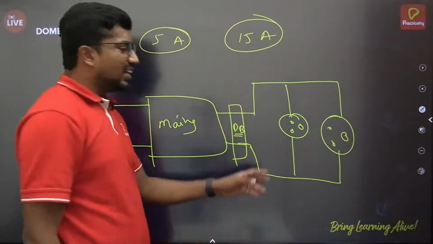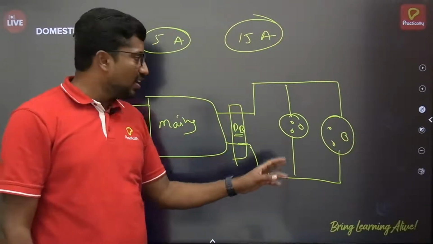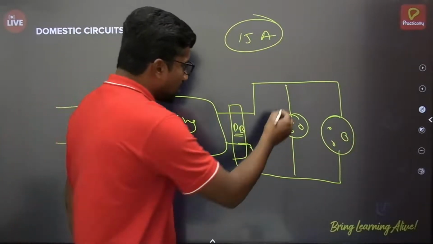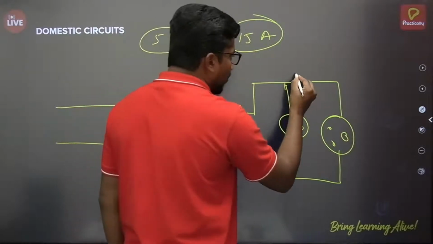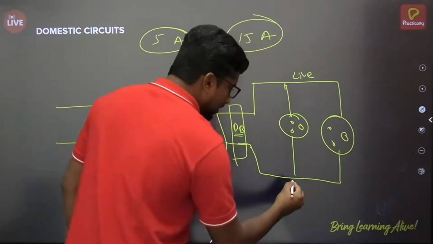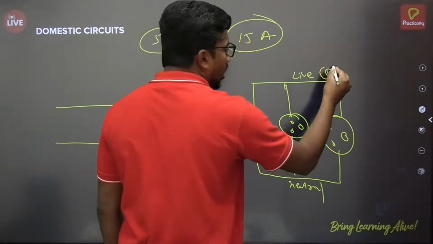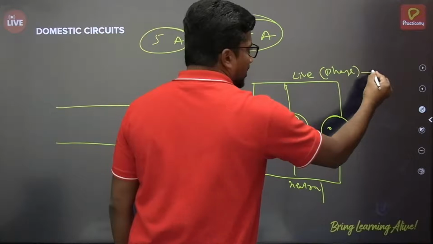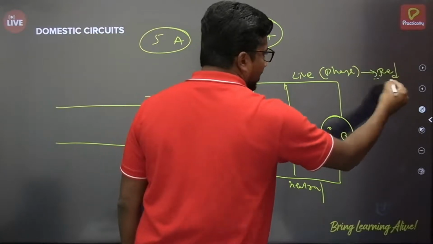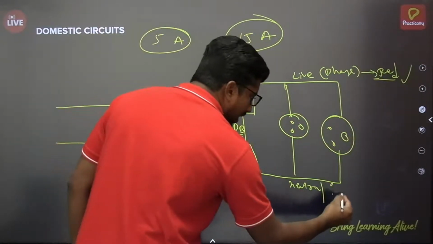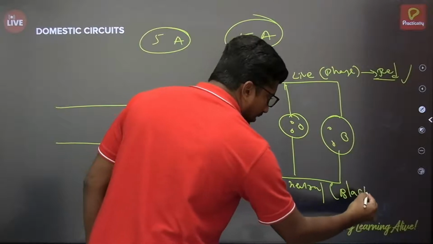So you can see three plugins, a 3-pin socket here. Suppose I say this one is a live wire and this is a neutral wire. The live wire we can also call the phase wire. This should basically be represented with red color. The neutral wire will be represented with black color.